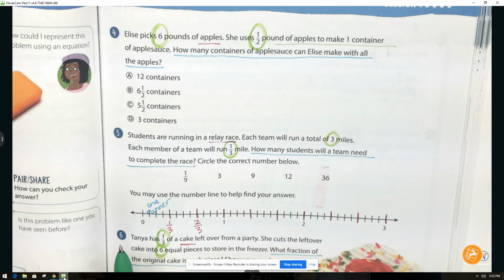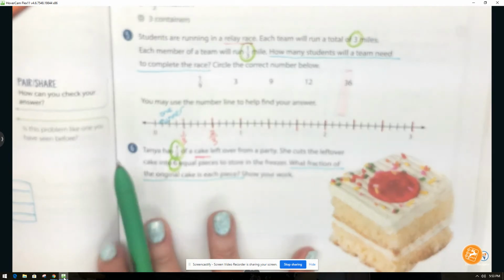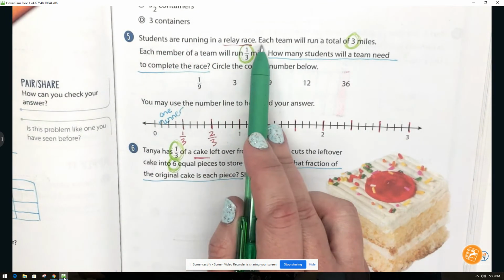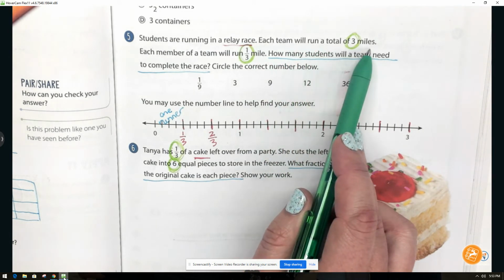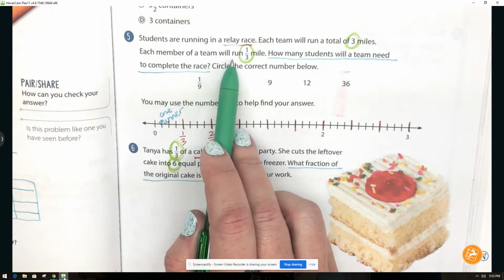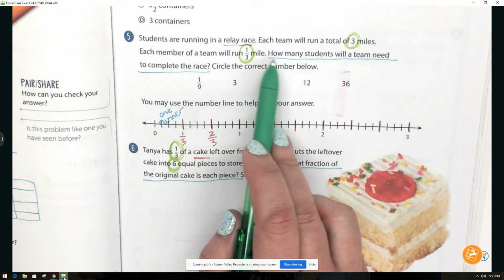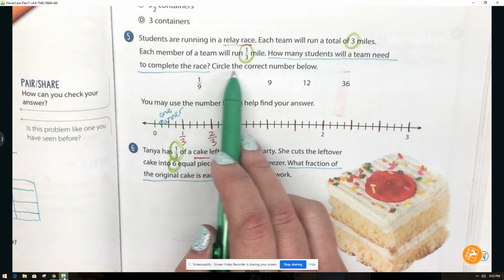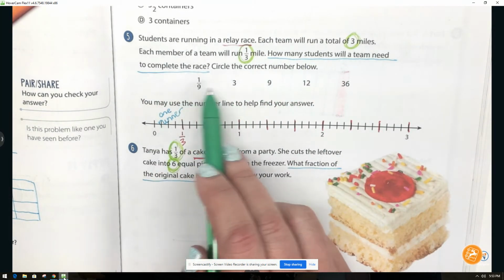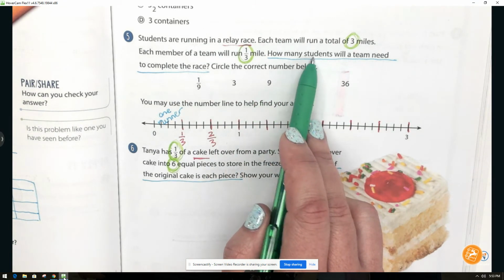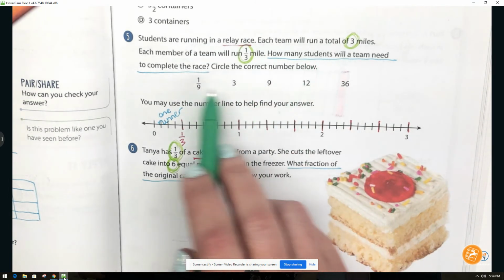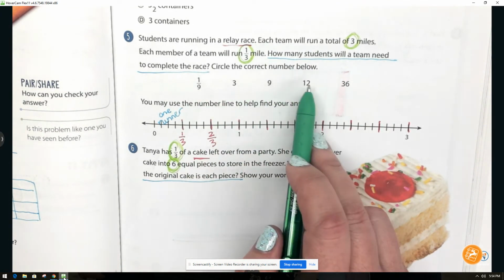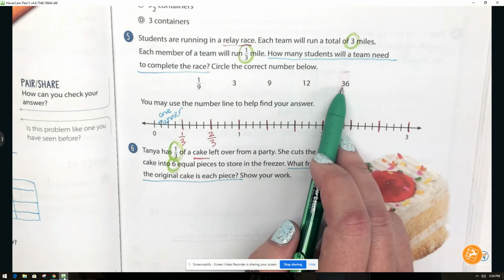For number 5, you're going to look. It says this: students are running in a relay race. Each team will run a total of 3 miles. Each member of a team will run 1/3 of a mile. How many students will a team need to complete the race? Circle the correct number below. So we're looking for the number here to find out how many students will a team need to complete the race. So will they need 1/9 of a student, 3 students, 9 students, 12 students, or 36 students to complete the race?